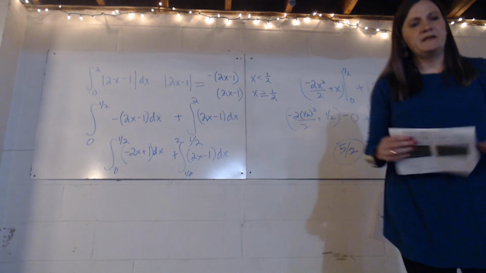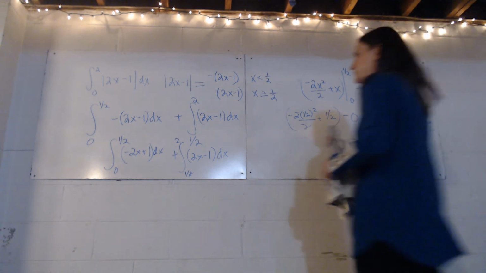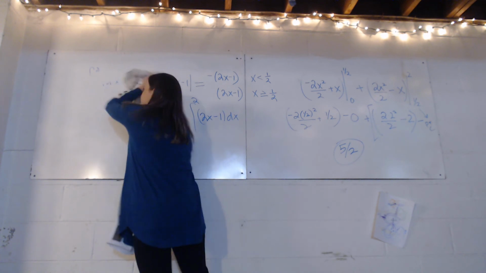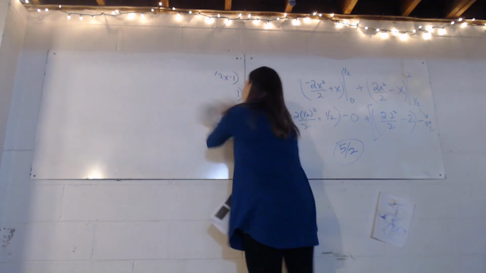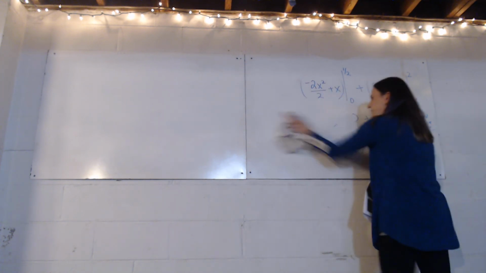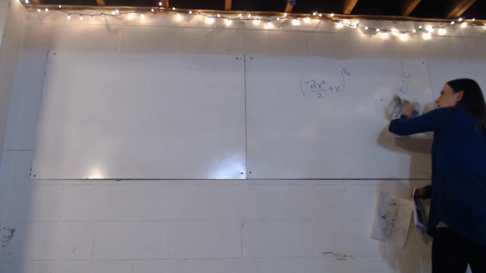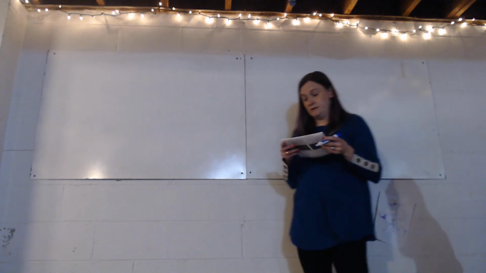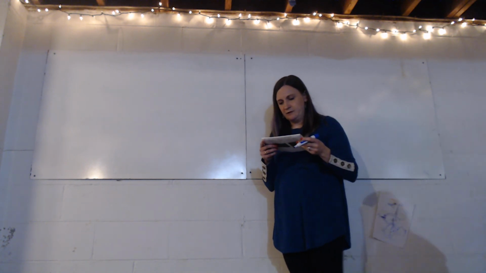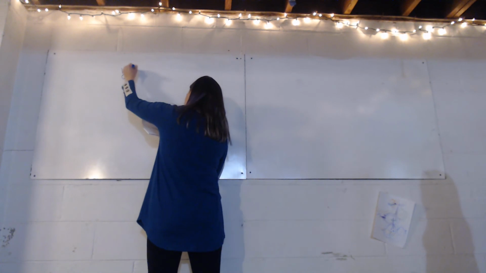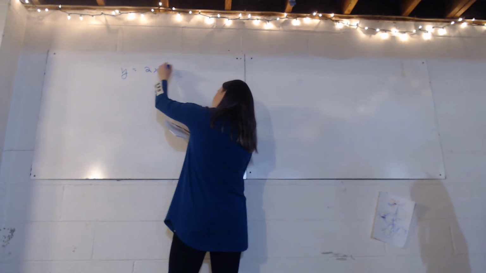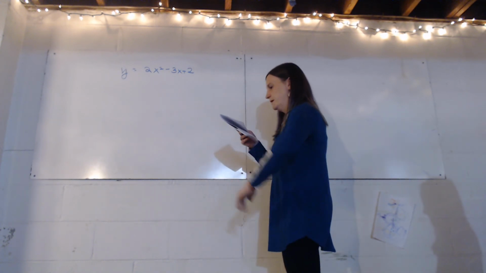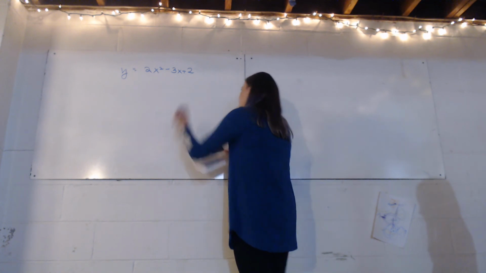Another way a problem might question you is by asking you to find area, which is really asking you to take the definite integral. There's one in your textbook. I'm still following along with PowerPoint. It says, I can't even read because it's so small: find the area of the region bounded by the graph of y equals 2x squared minus 3x plus 2, bounded by the x-axis on the bottom and the vertical lines x equals 0 and x equals 2.